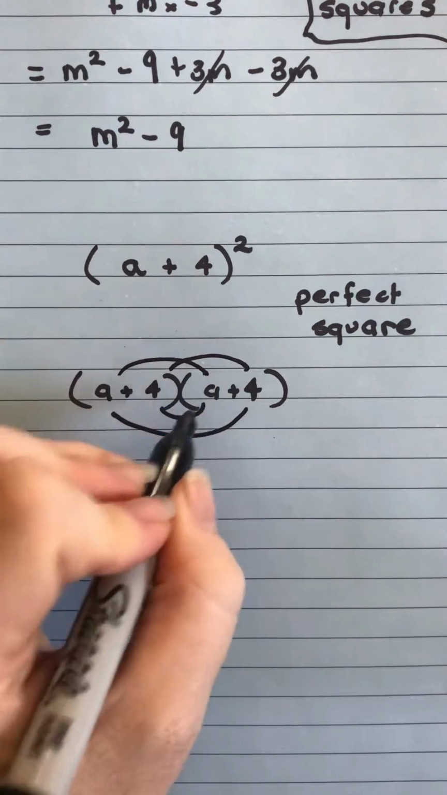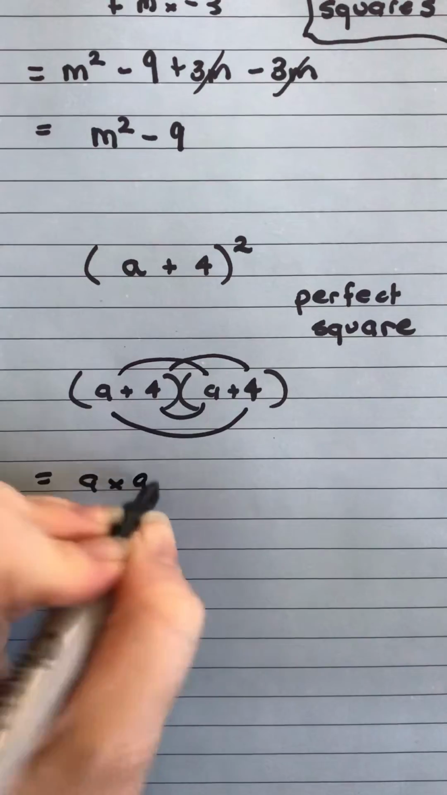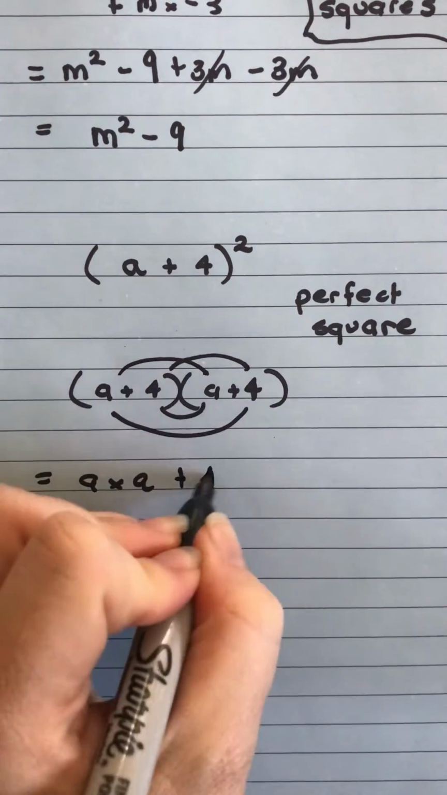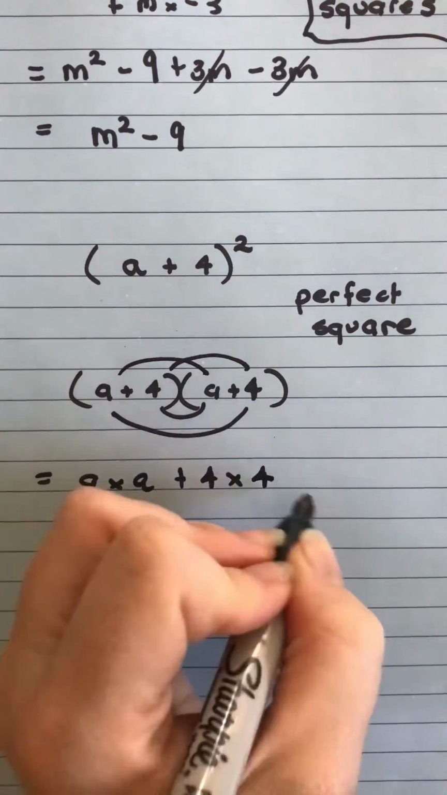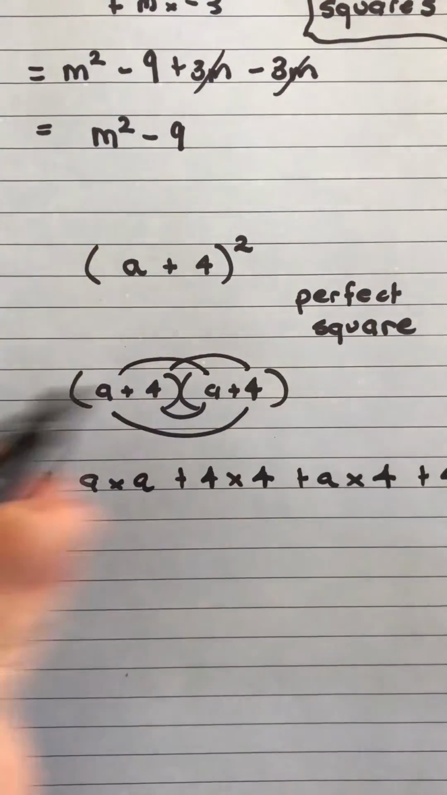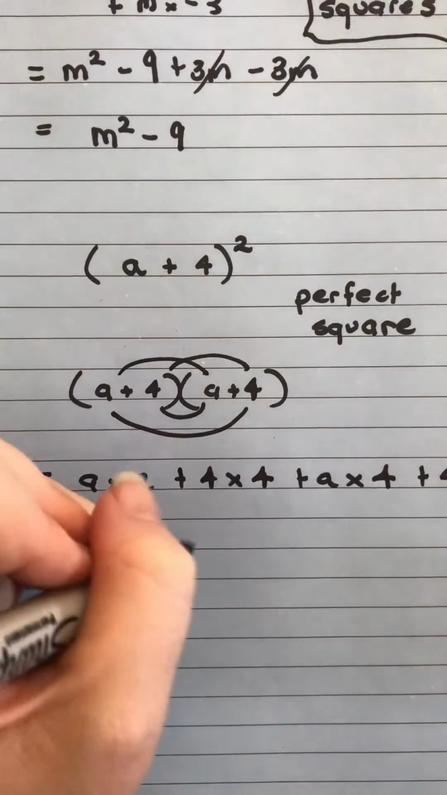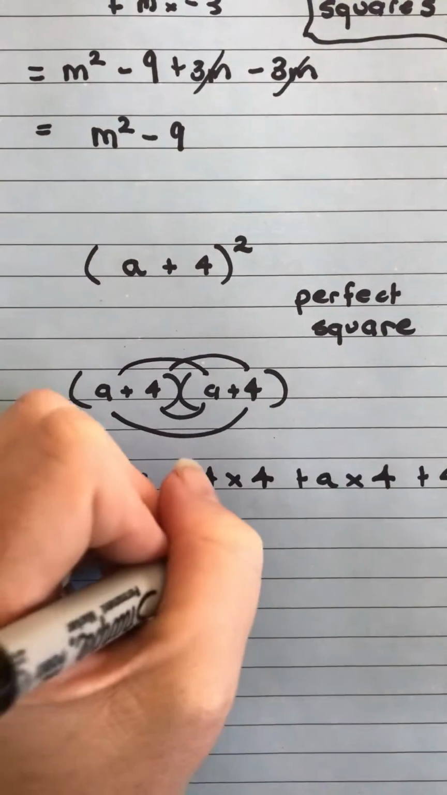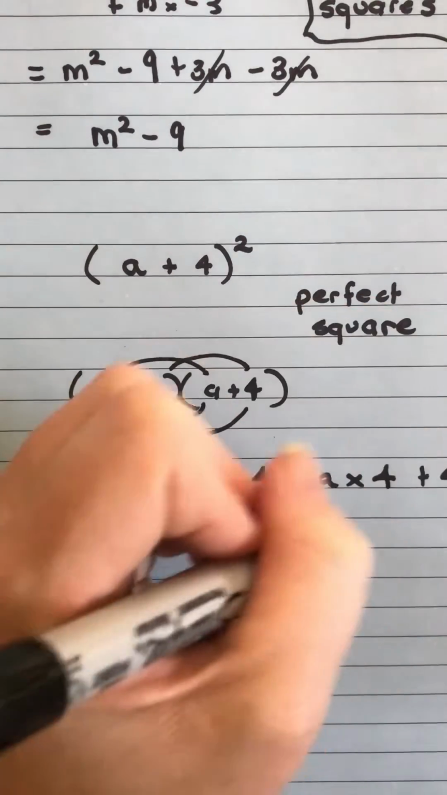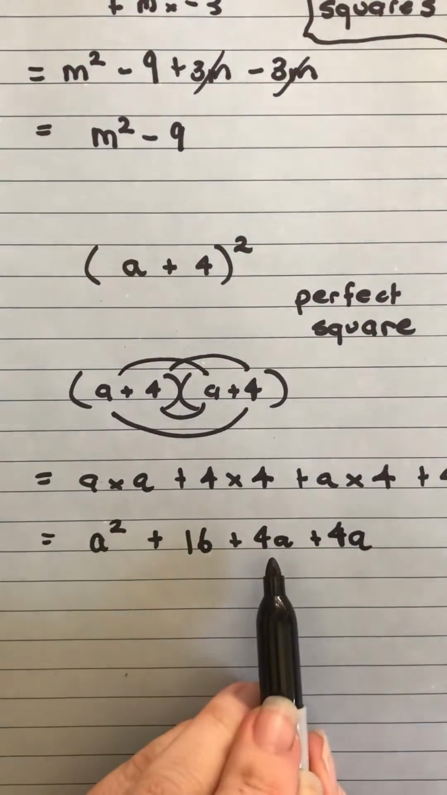putting in our eyebrows, our nose, our mouth, we'll do our first eyebrow, a times a, second eyebrow, 4 times 4, mouth, a times 4, and nose, 4 times a. So we get a times a is a squared, 4 times 4 is 16, a times 4 is 4a, and 4 times a is 4a. And this is where our pattern occurs because we get the same term there.